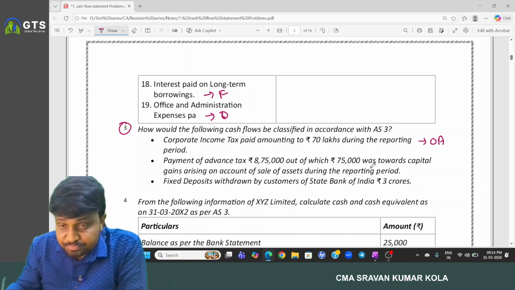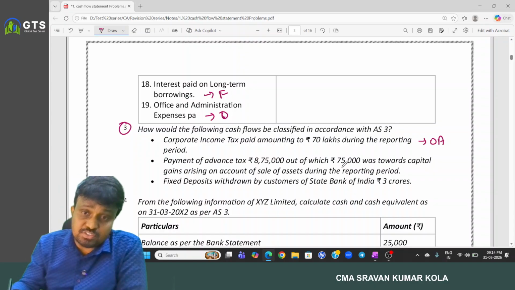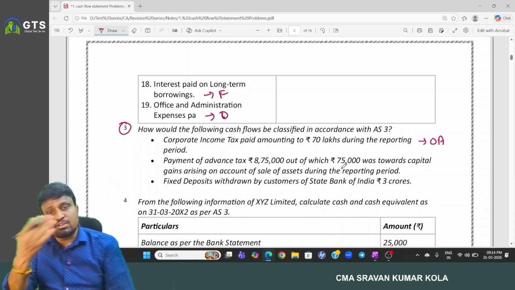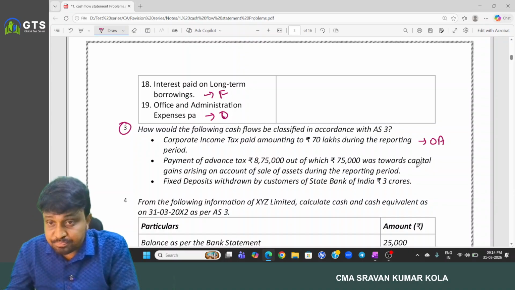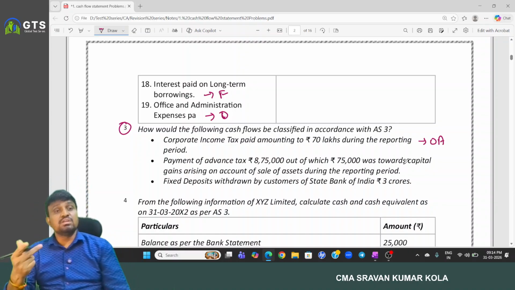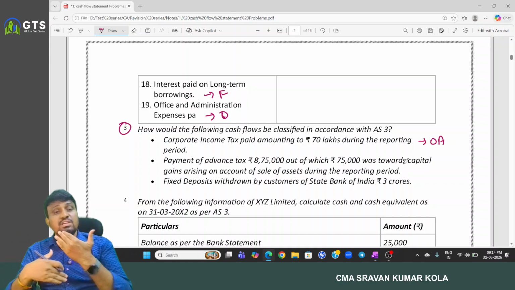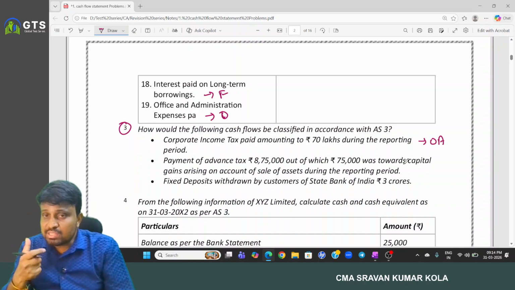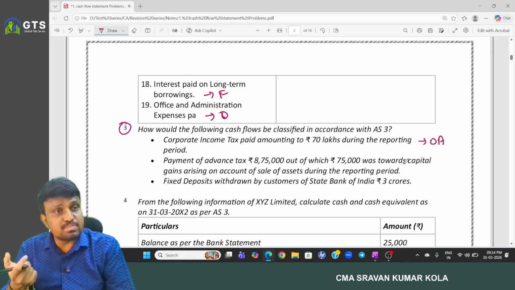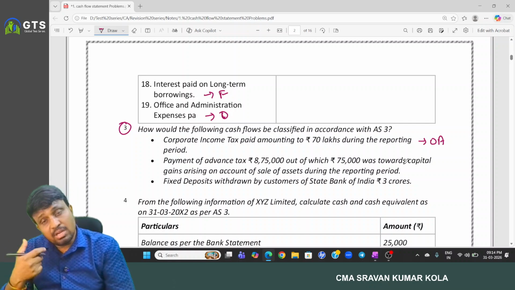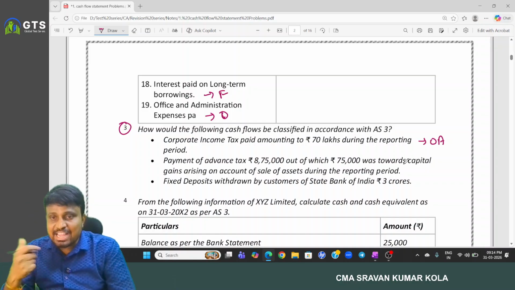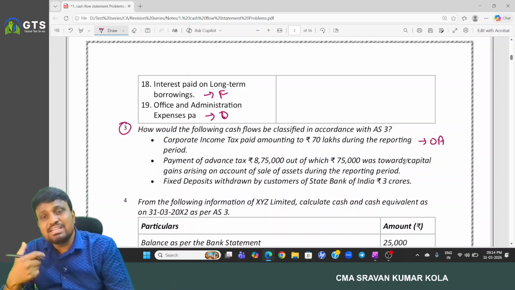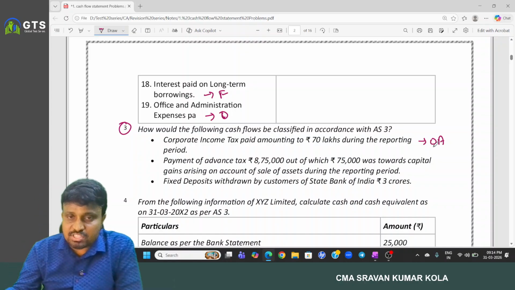Payment of advance tax 8,75,000, out of which 75,000 was towards capital gain. Capital gain relates to the purchase and sale of non-current assets or non-current investments. So capital gain is nothing but investing income. So the 75,000 paid towards capital gain means tax relating to investing income, covered under investing activity.